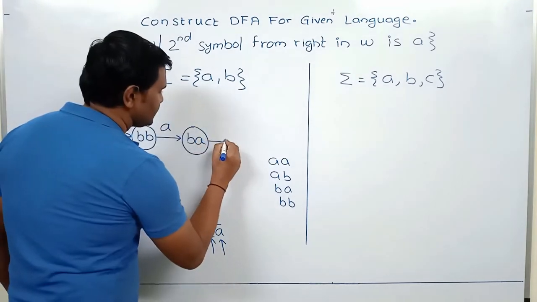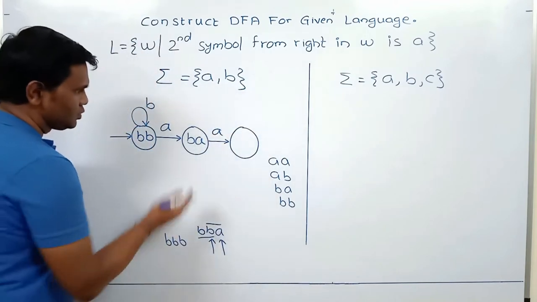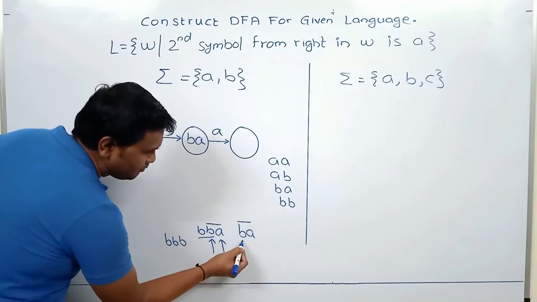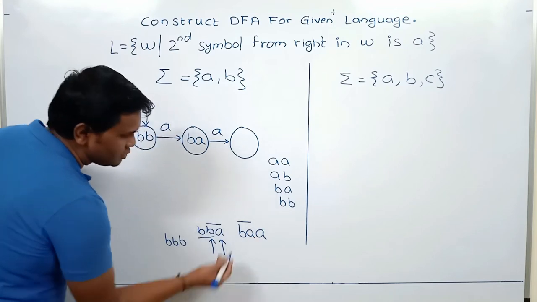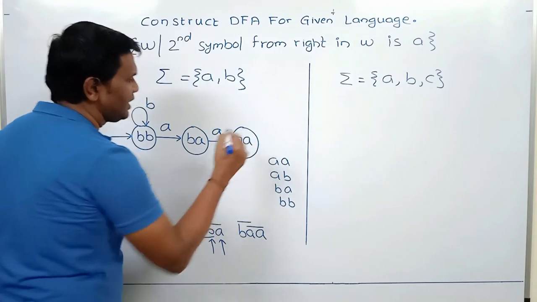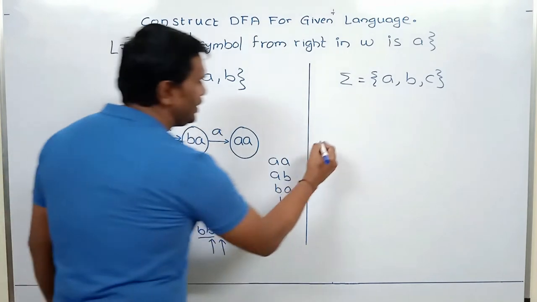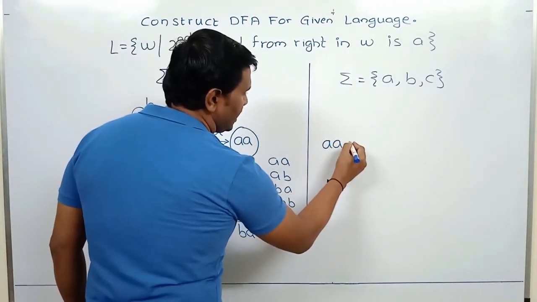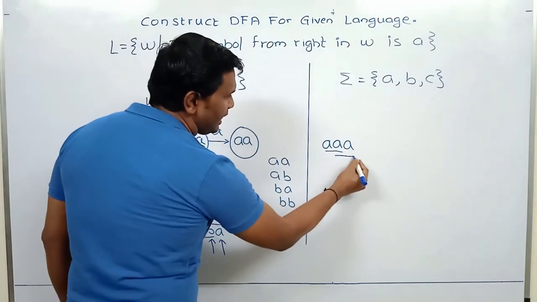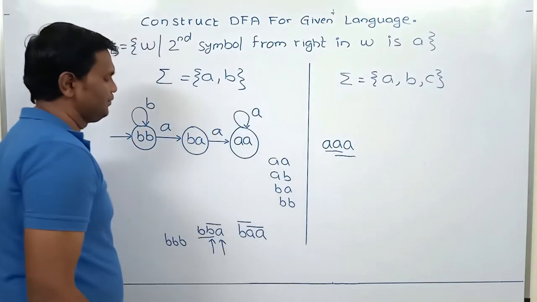Now another A comes. So we are in state BA, the last two symbols are BA. Now A comes, so the last two symbols will be AA. So this state is AA. Now at AA, another A comes. The last two symbols change from AA to AA itself. So we remain in state AA.